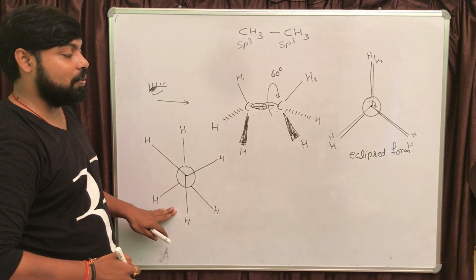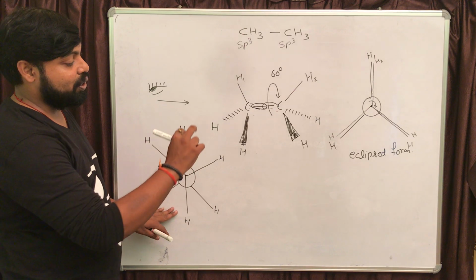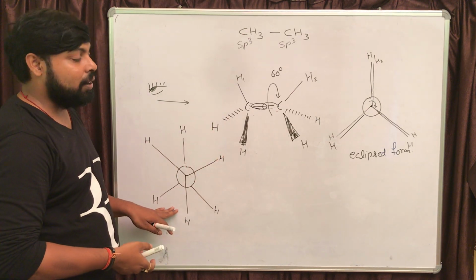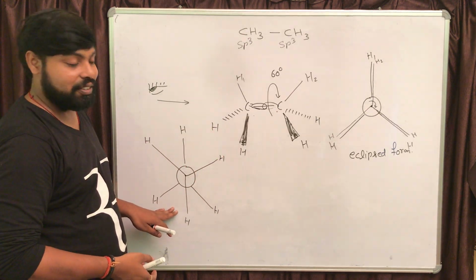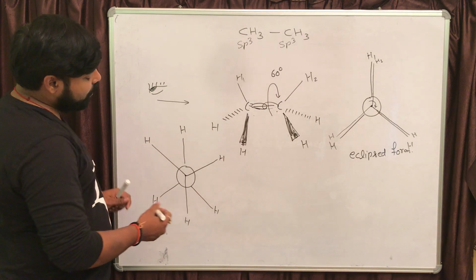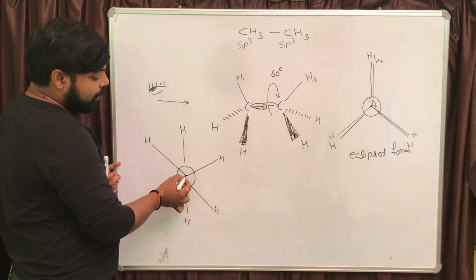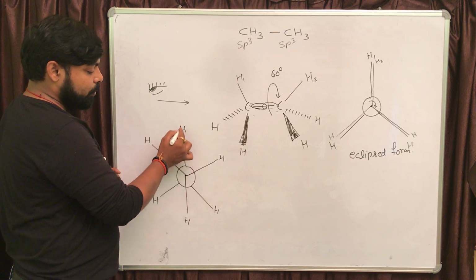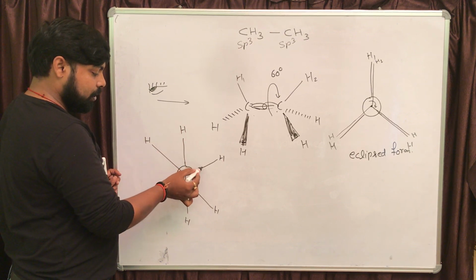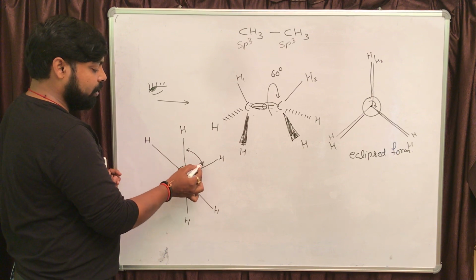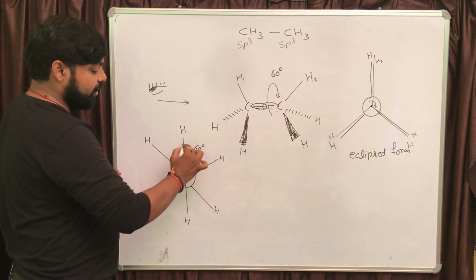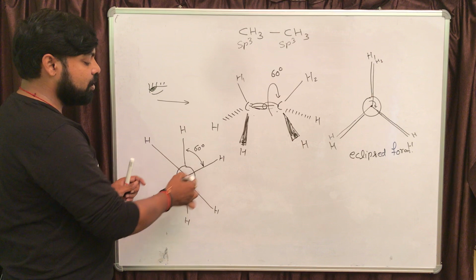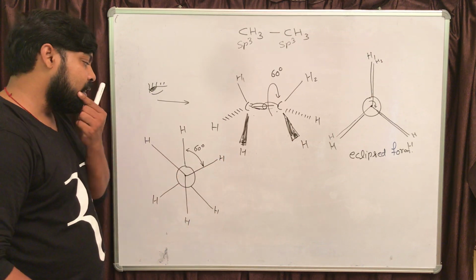This structure will be obtained if you are rotating the second carbon atom by 60 degrees while holding the first one, right? Now the angle between the carbon-hydrogen bond of the second carbon and the carbon-hydrogen bond of this first carbon atom is going to be 60 degrees. It is just exactly at the middle.